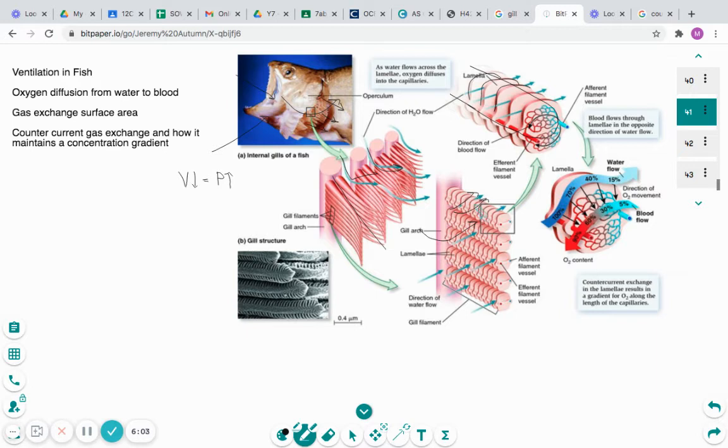Okay, so that's good for increasing surface area. So the more surface area you have, the more opportunities there are for diffusion to take place. Now the next part that the fish have got to maximize diffusion as well is they have got a way to ensure there's always a high concentration gradient.